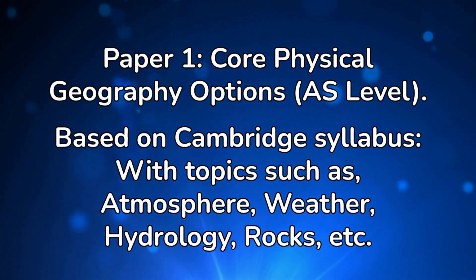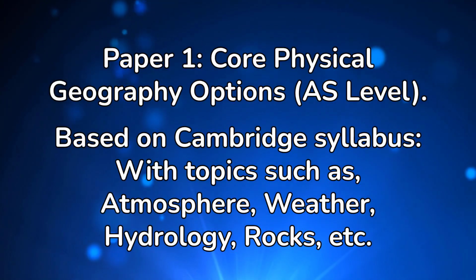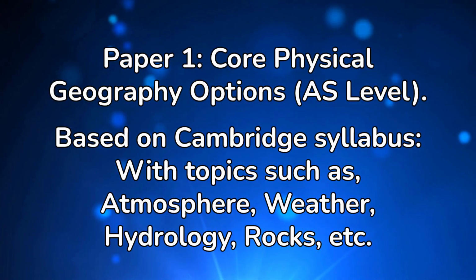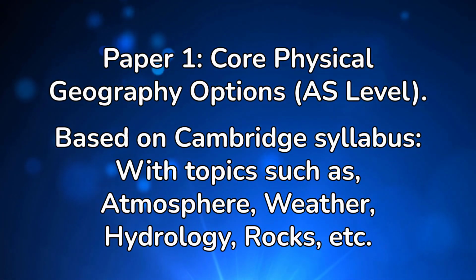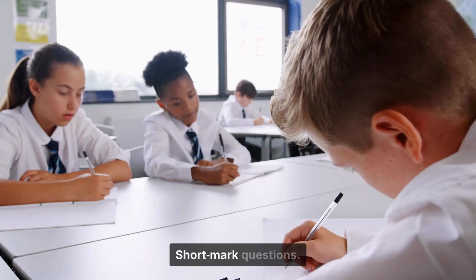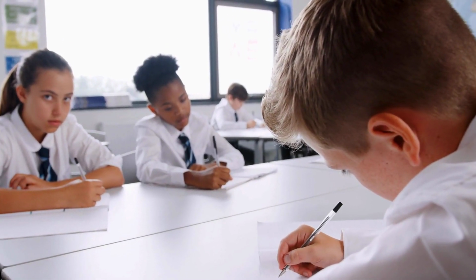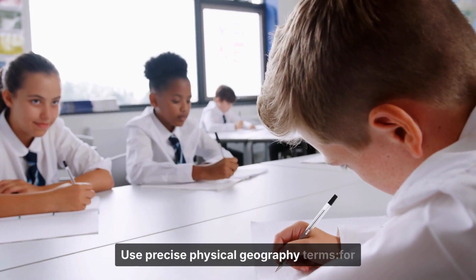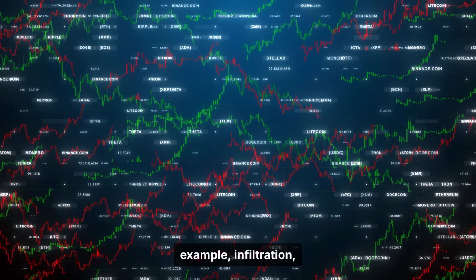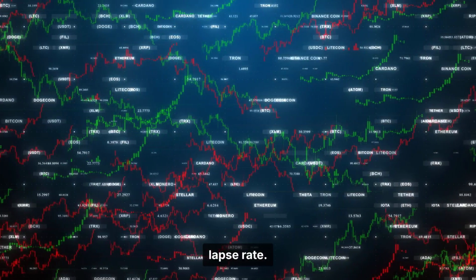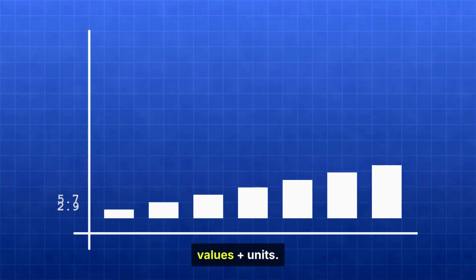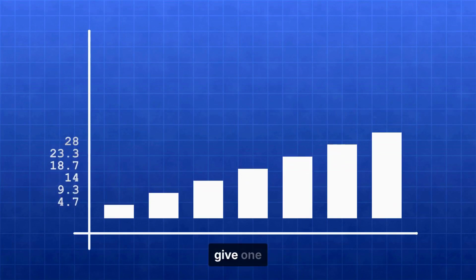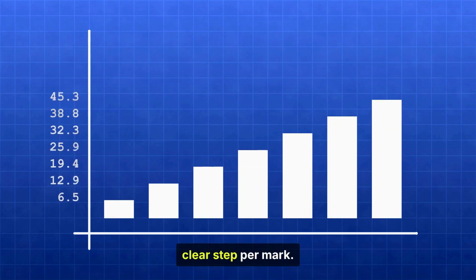Paper 1. Core Physical Geography Options, AS Level. Based on the Cambridge syllabus, with topics such as atmosphere, weather, hydrology, rocks, etc. Short mark questions: use precise physical geography terms, for example infiltration, abrasion, lapse rate. For graphs and maps, quote exact values plus units. For processes, give one clear step per mark.